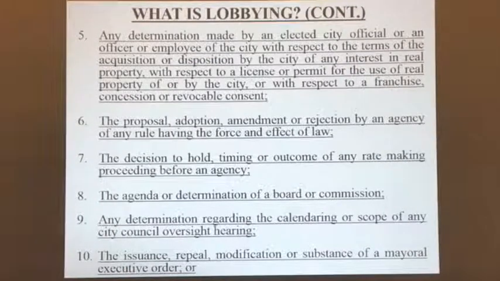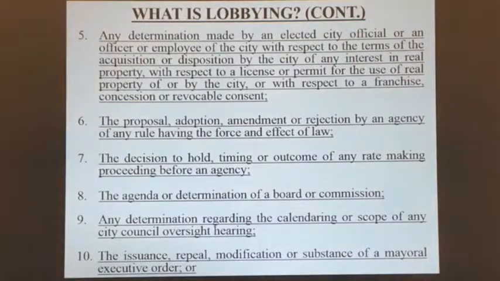That would be a reportable lobbying activity captured by number 7. Number 8, the agenda or determination of a board or commission. So number 8 actually captures all different boards or commissions in the city. Not only the community board, not only the city planning commission. Those are specifically mentioned, for example, in number 4. But you would be required to report if you are attempting to influence those government officials.